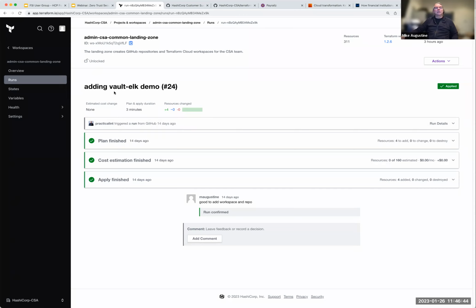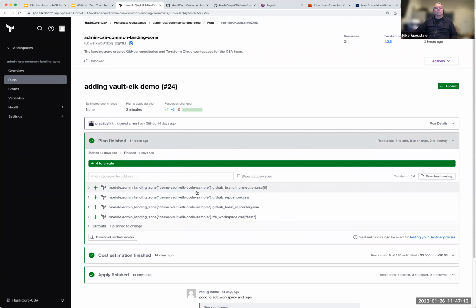I added this Vault Elk demo configuration into the code. I did a pull request, got approval, and as that was merged in, it automatically triggered a plan, and then kicked it off.